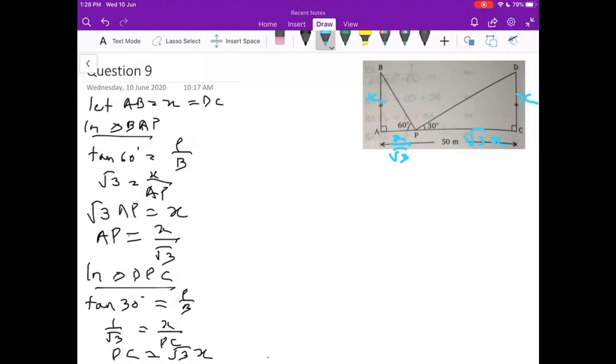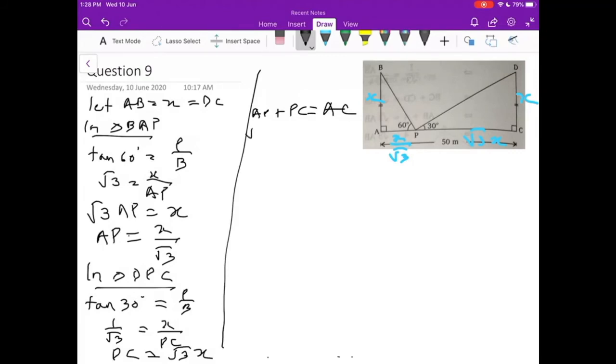Now since the total distance AC is given, let me add this. Okay, let me solve here. Now you know that your value of AC, which the question has given you, which is 50 meter, will come if you add AP plus PC, then you are going to get AC.